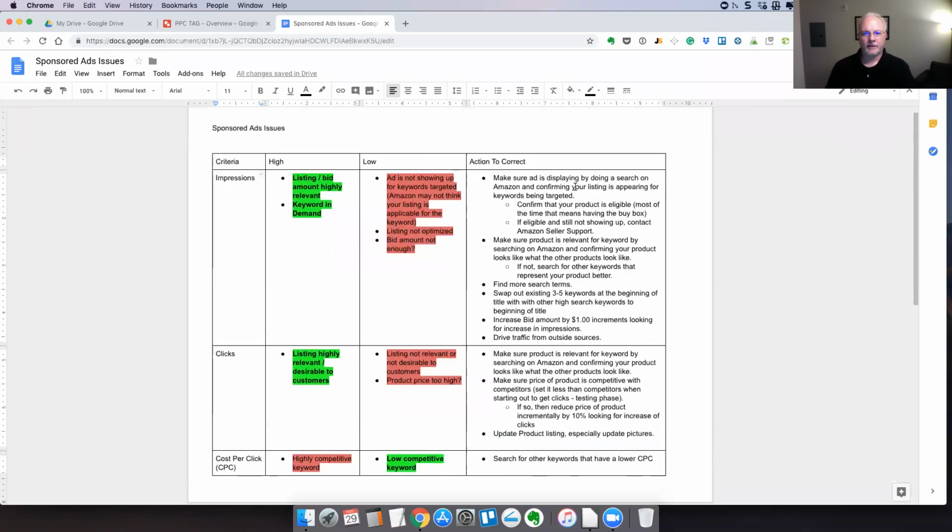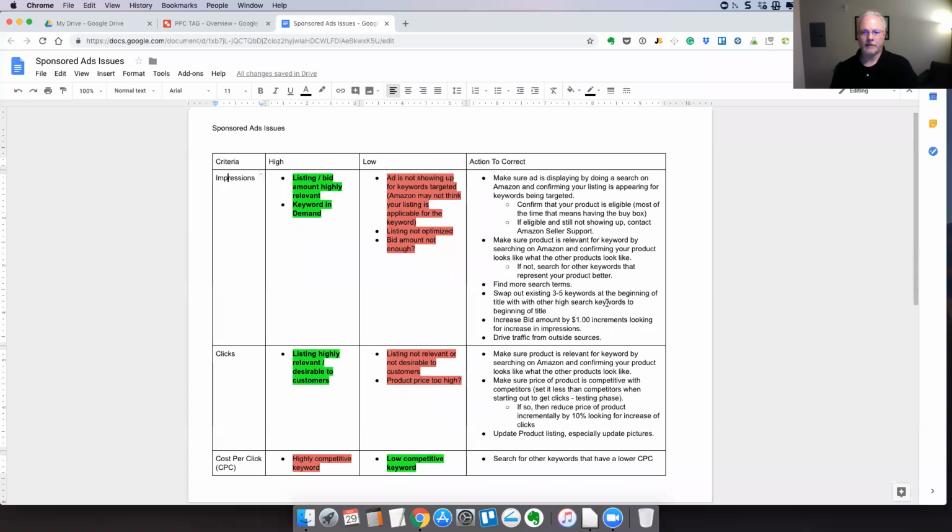And most of it is just the same things we were just talking about. If you have low impressions, one of the things you can do is make sure your ad is actually running. So you can take that keyword that you're targeting, do a search on Amazon and see if your ad is showing up. If you're not getting top of search, if it's more competitive, you may have to scroll down a little bit, look for it. But if you don't see it, go ahead and contact Amazon Seller Central and say, my ad's not showing. Can you evaluate that for me and give me some feedback on why that is?